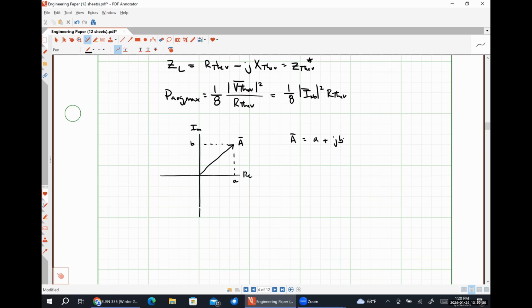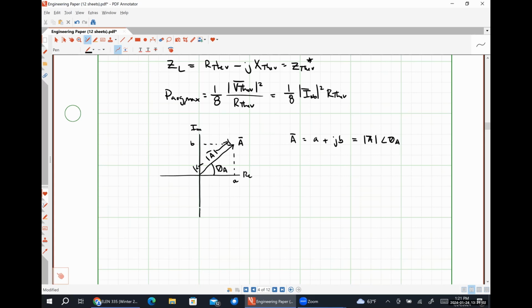While we're at it, let's express it in polar form, right? So in polar form, I'm going to have my magnitude, that's the length of vector A, and this is my phase angle, theta A. So in polar form, we have magnitude of A, angle, phase angle of A. We good with how we have defined A?